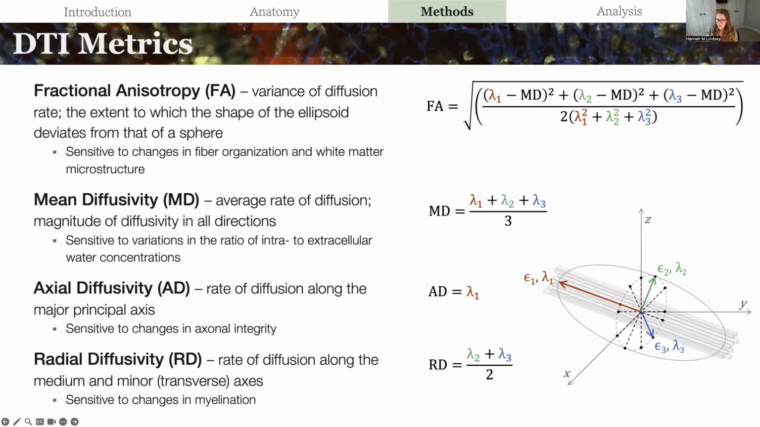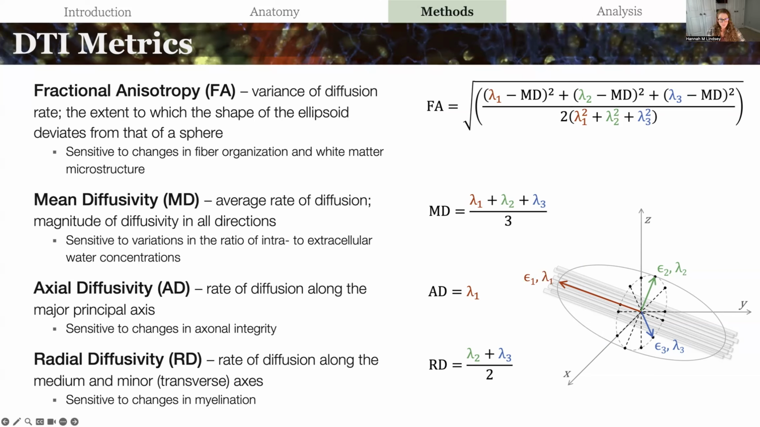We can derive 4 key metrics from the diffusion tensor using some more or less simple math. Fractional anisotropy, or FA, reflects the extent to which the shape of the ellipsoid deviates from that of a sphere, based on the degree to which the 3 eigenvalues differ from one another. So it's like the variance of the diffusion rate throughout the voxel. It changes when there are changes to fiber organization or white matter microstructure, and typically an increase reflects constrained diffusion, and a decrease typically reflects some sort of pathology in the white matter.